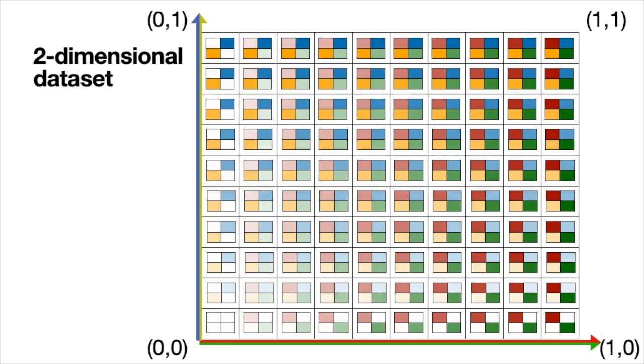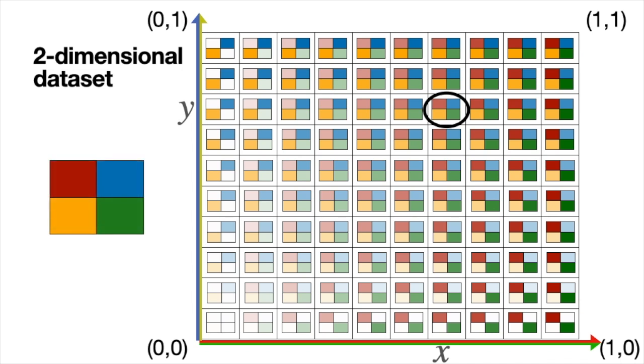Since the data set is two-dimensional, we can actually plot it in the plane like this. For every pair of values x and y between 0 and 1, there's an image with x intensity of red and green and y intensity of blue and yellow. This will appear later, but this is called a latent space.